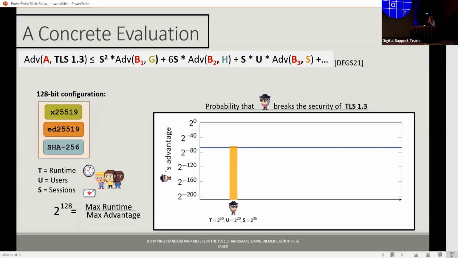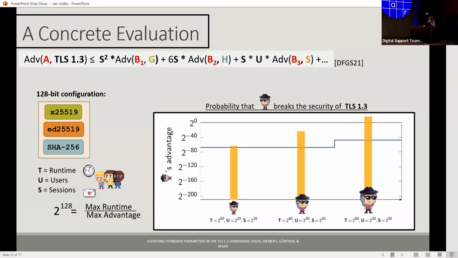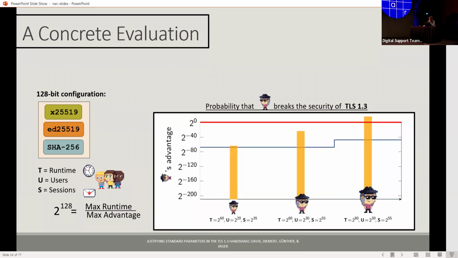As we look at more powerful attackers, the story gets worse. With runtime up to 2^80, we're missing the target upper bounds by a substantial amount. And for our most powerful attacker, the bound actually only guarantees that a break will happen with probability less than 1. This is not what we want.